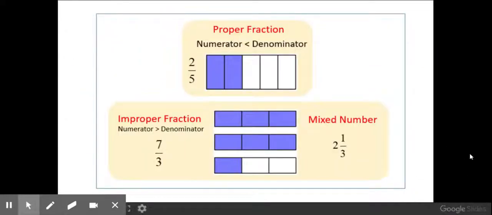Let's have a quick review on the difference between a proper, improper, and mixed number. A proper fraction, the numerator is less than the denominator, which means that it equals less than 1. So in this proper fraction, I can say I've got 2/5 of a whole or 2/5 of a set. In an improper fraction, the numerator is bigger than the denominator, which means I have 1 or more. And in a mixed number, I represent that improper fraction using a whole number. Here, 7/3 is equal to 2 1/3.